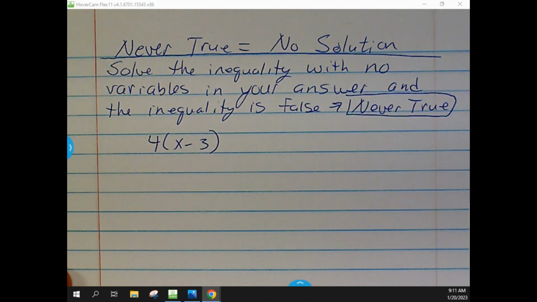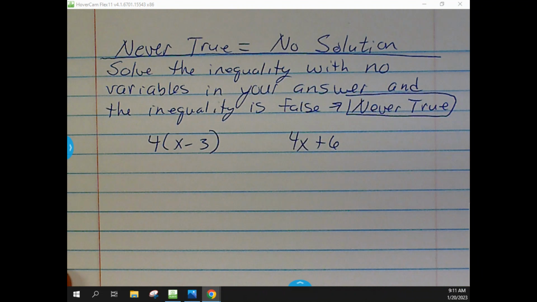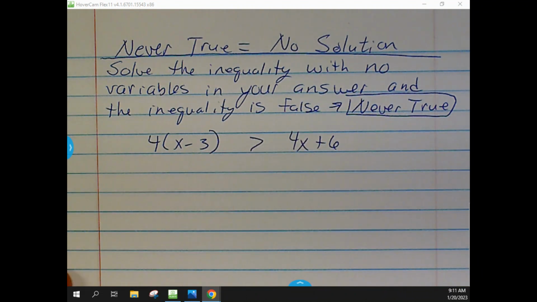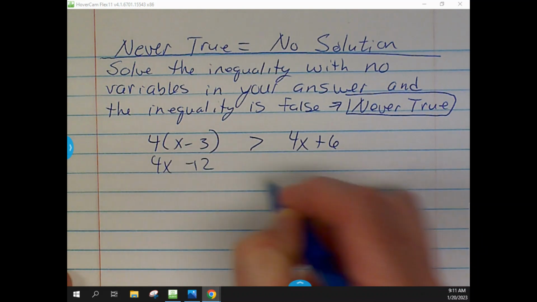So it'd be one where you've got 4 times x minus 3 on one side, and maybe on the other side we've got 4x plus 6. And maybe it's 4x minus 3 is greater than 4x plus 6. Or if you did just a little bit of distributive property, you got 4x minus 12.